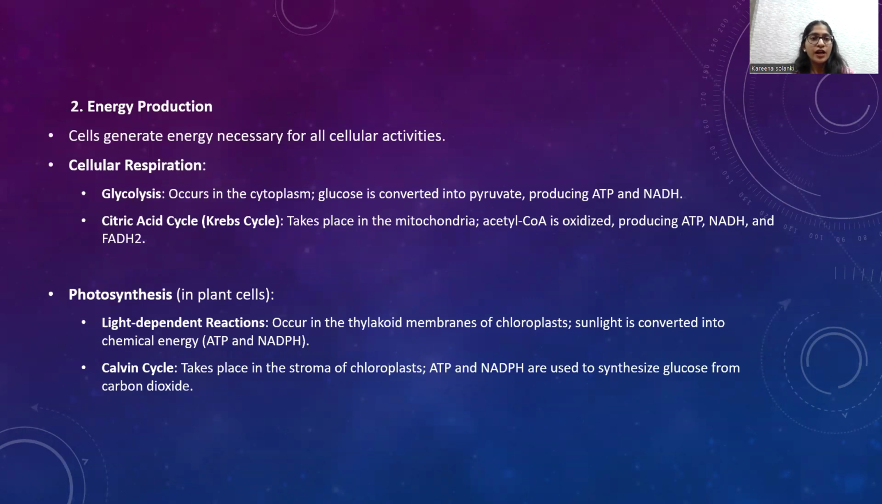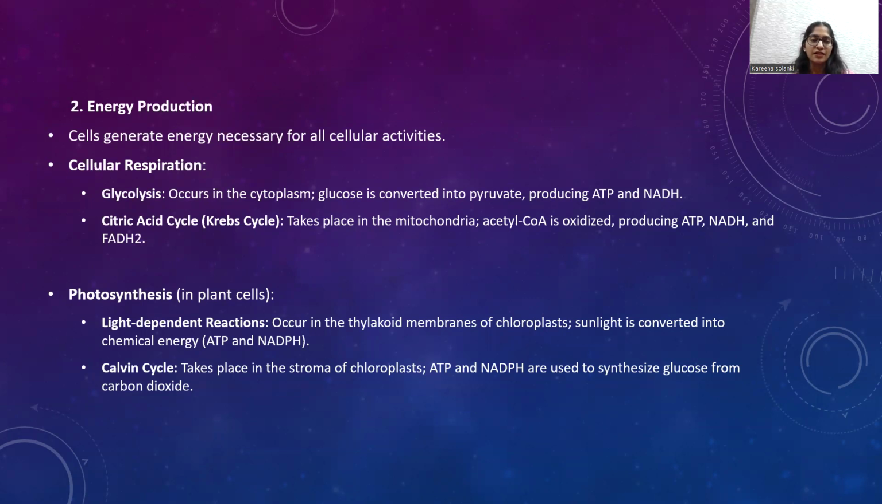Energy production. Cells generate energy necessary for all cellular activities. The first one is cellular respiration, in which glycolysis is the main process. It occurs in the cytoplasm. Glucose is converted into pyruvate producing ATP and NADH. Citric acid cycle. It takes place in the mitochondria. Acetyl CoA is oxidized producing ATP, NADH and FADH2.